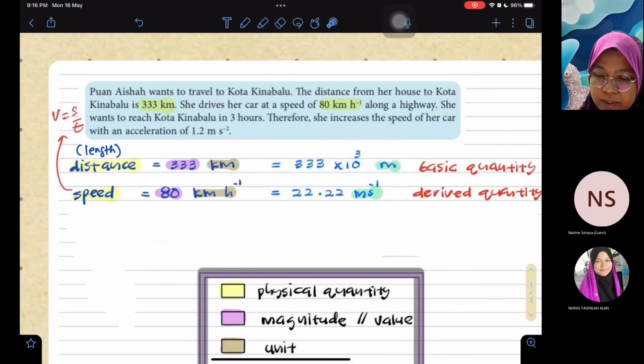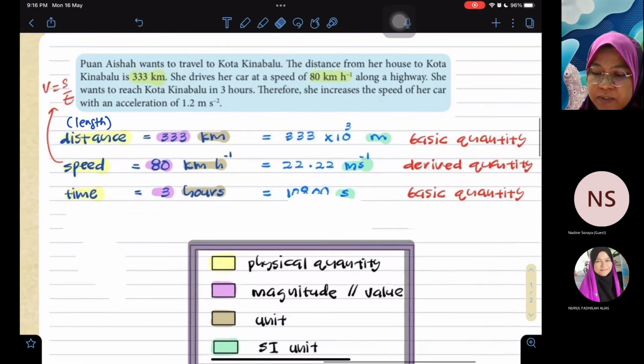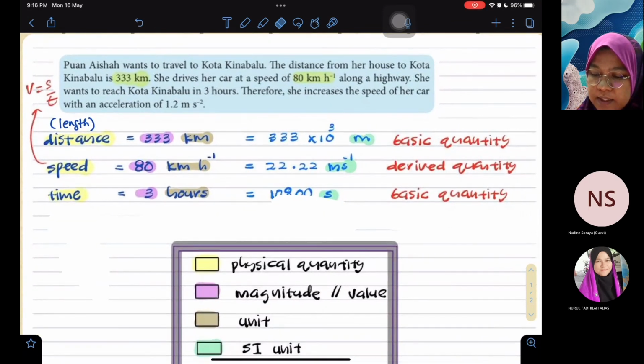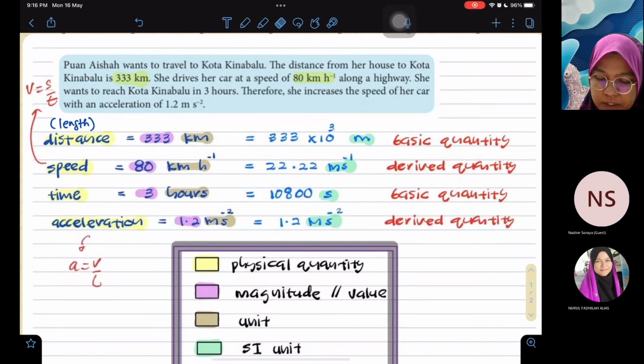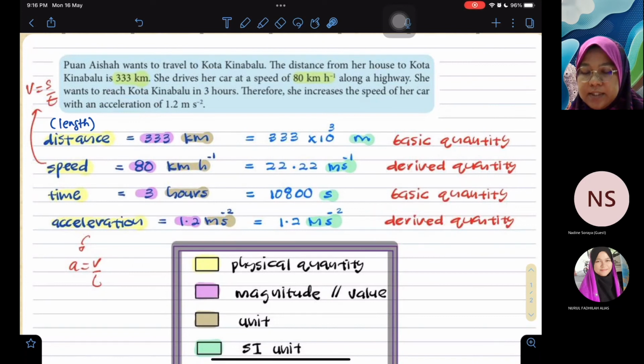What else do we have? So kita tengoklah time. So time termasuk tak dalam 7 tu? Yes. So it's a basic quantity. Do we have more? So kita ada acceleration pun dimension dekat sini, acceleration. Jadi acceleration dia tak termasuk dalam 7, so it's a derived quantity. Jadi that's how you answer.